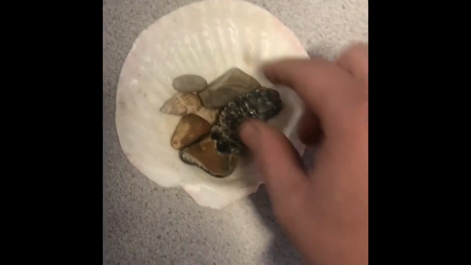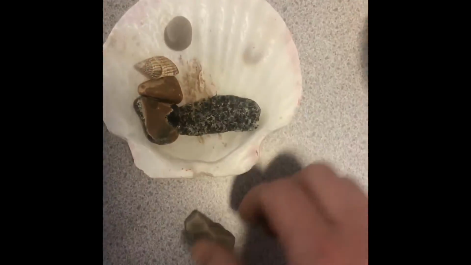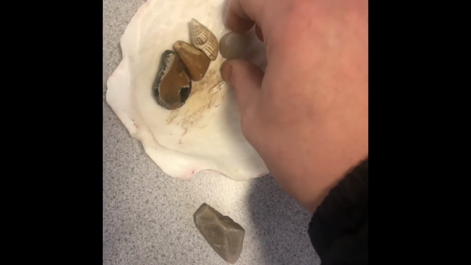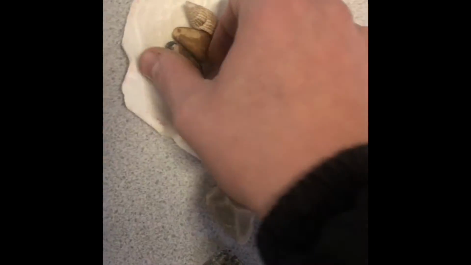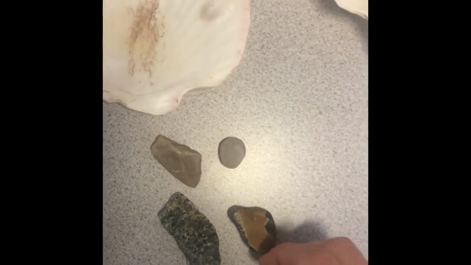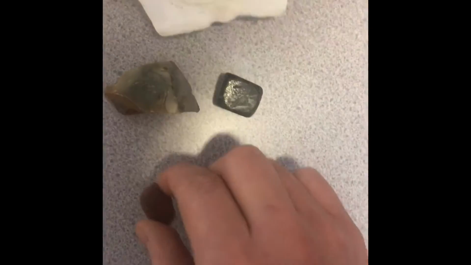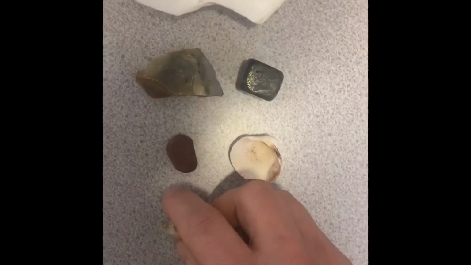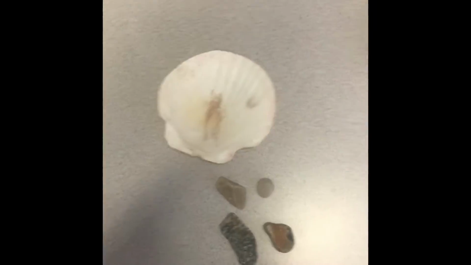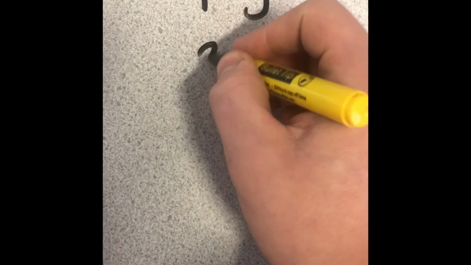In this one, I'm going to count them back out. We have 1, 2, 3, 4, 5, 6. And in this one, we have 1, 2, 3, 4, 5, 6. So I've made two equal groups of 6. So I'm going to write that down.